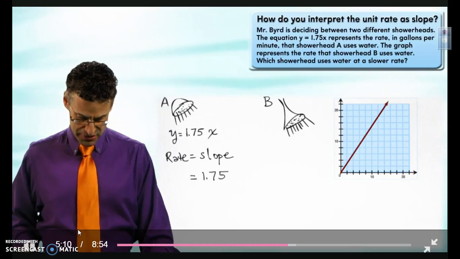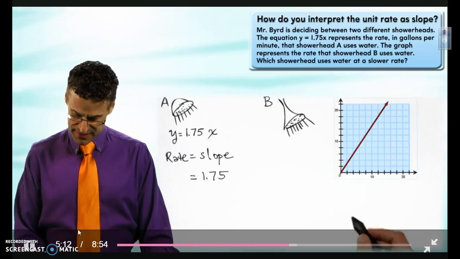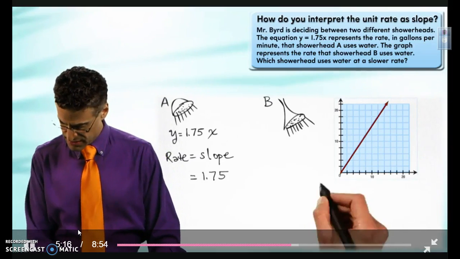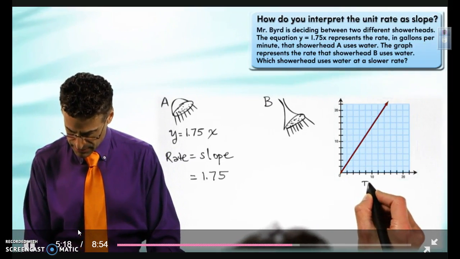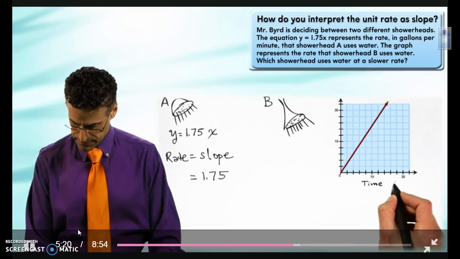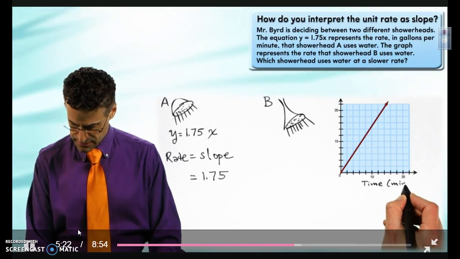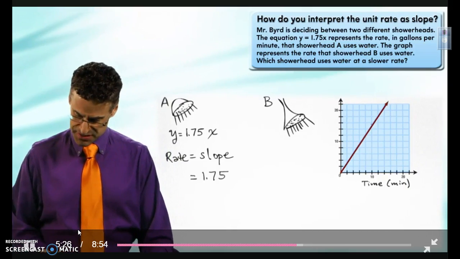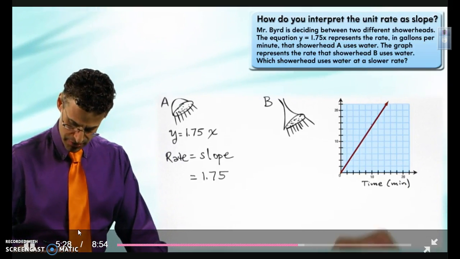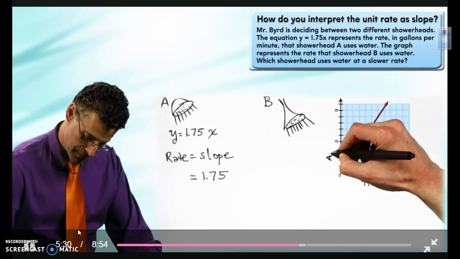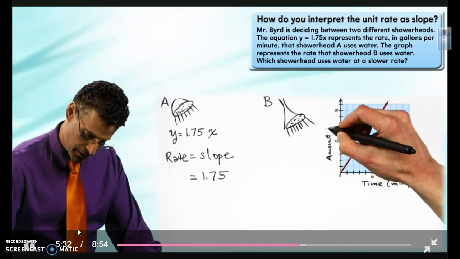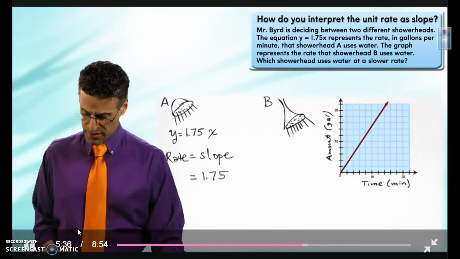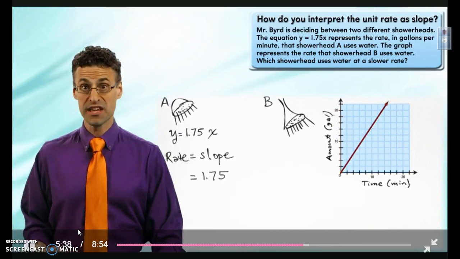And now let me remind you that these axes actually have particular values here. This here represents the time in minutes. And for that time, this value tells us the amount of water used. So this is the amount of water, and that's represented in gallons. And that's all we're given. And so now we're supposed to make some sense of this.